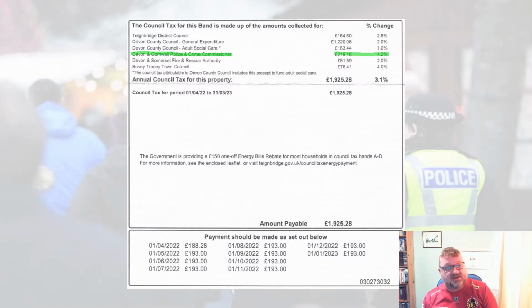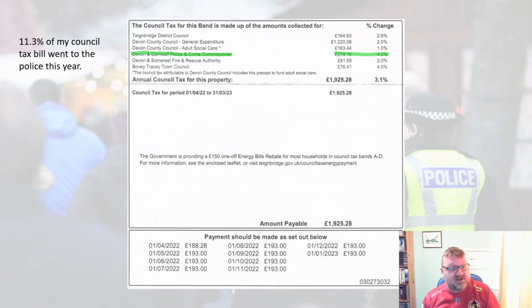Just to show you that, this is my council tax bill for this year, and you can see there that 11.3% of my council tax bill went on the police this year, £219.16, and that was a rise of 4.2%. So of my £1,925 of council tax, 219 of that is going towards the police. And you can go look at your parents' council tax bill and see how much they get charged. It differs from place to place and band to band.